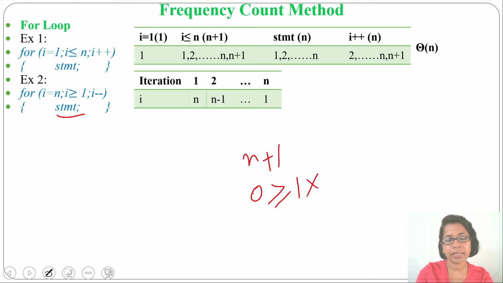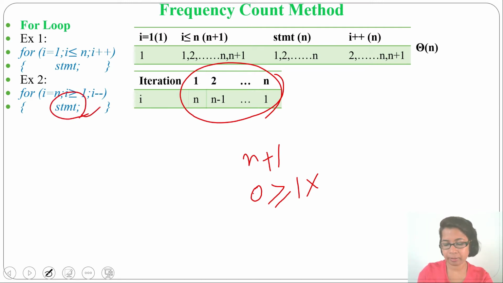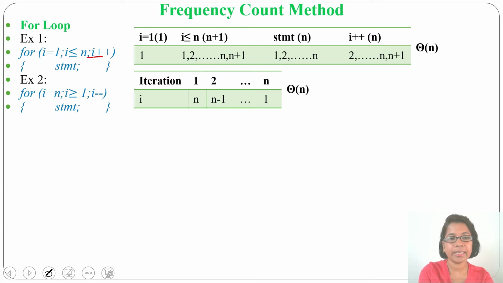How many times is this statement executing? It is executing n times. As you are doing n iterations, at n plus 1 it fails. Up to n iterations, it is executing this statement. So running time will be theta of n. Whether it is incrementing or decrementing, running time will be the same, theta of n.